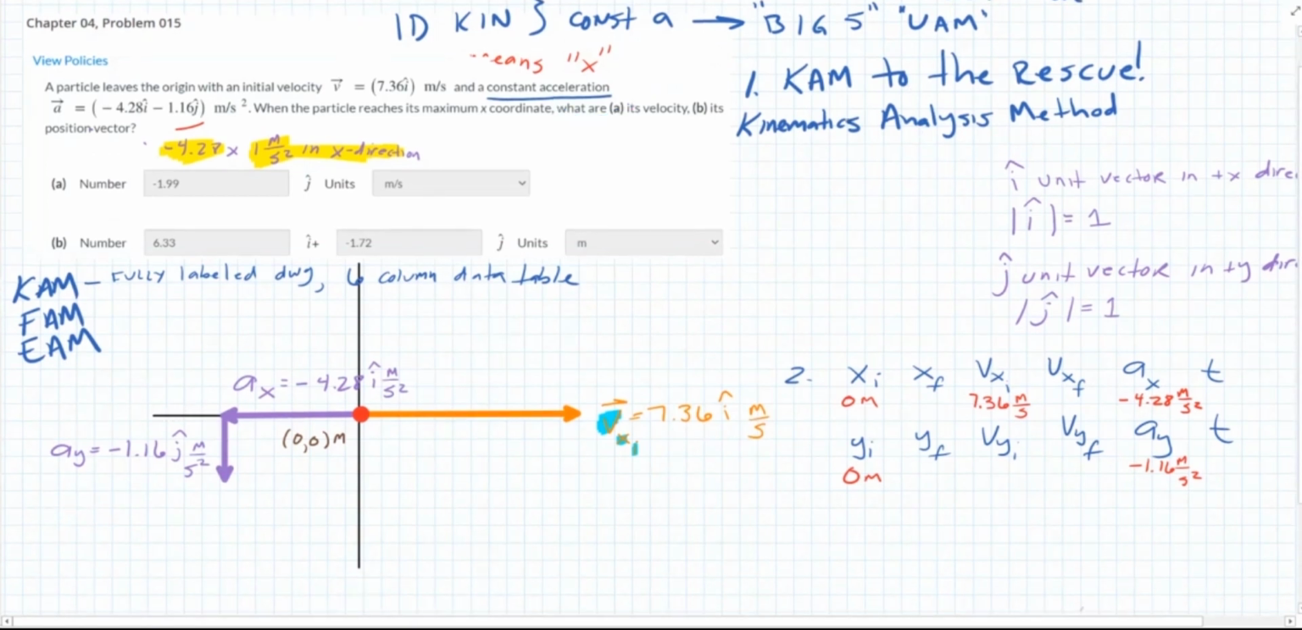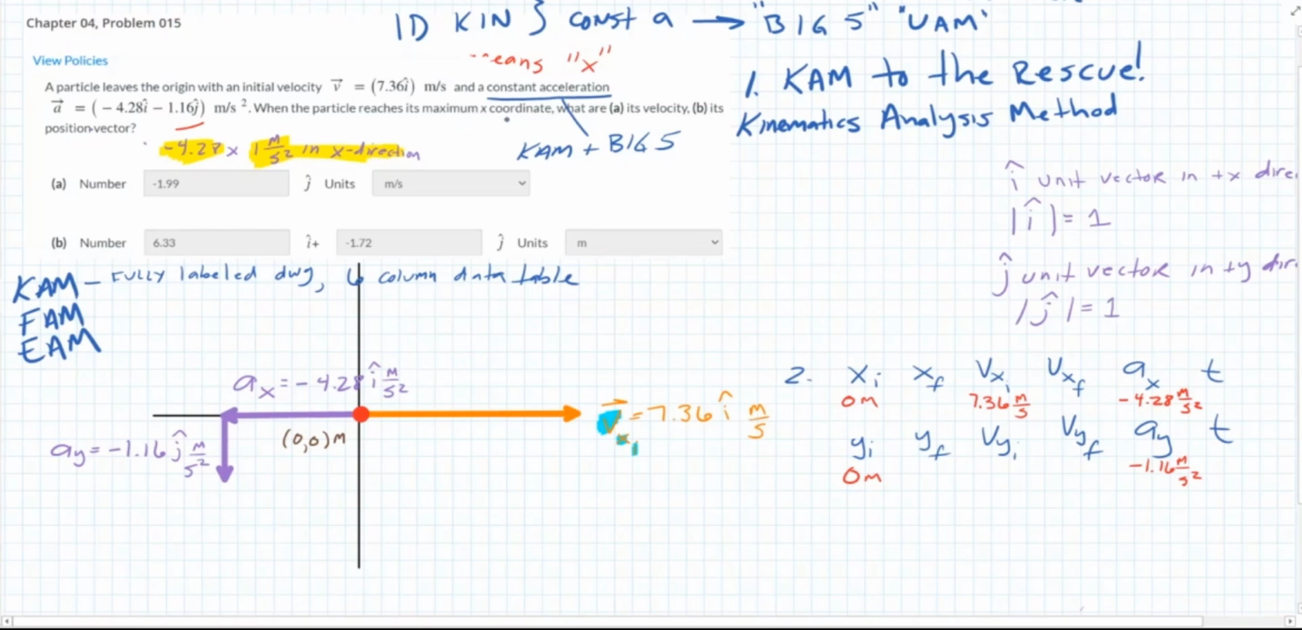So let me fix that. Constant acceleration means big 5. It's the kinematic analysis method with the big 5. So I'll just write that. It's always the kinematics analysis method along with the big 5. That's what constant acceleration is referring to. Now here's an interesting sentence: when the particle reaches its maximum x coordinate.